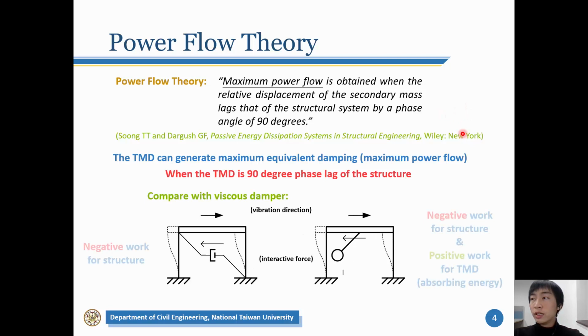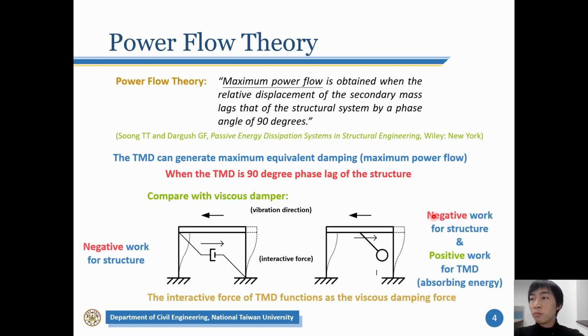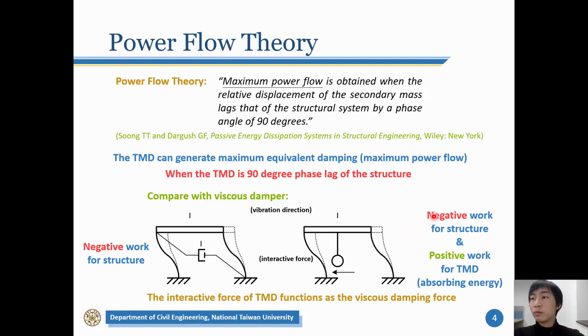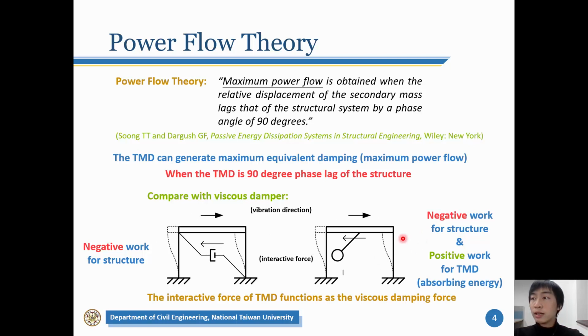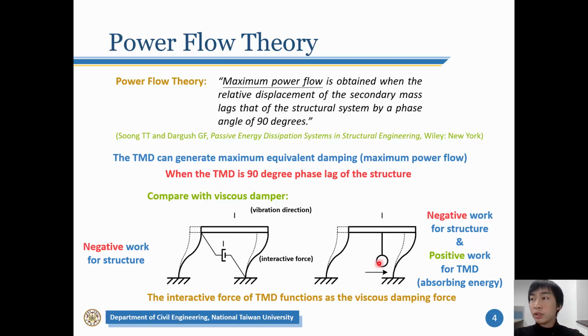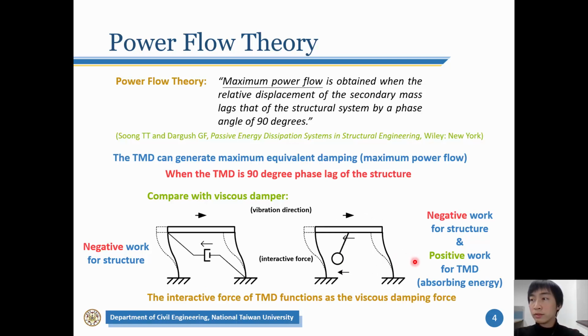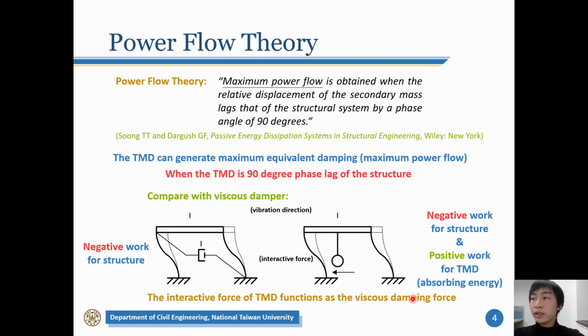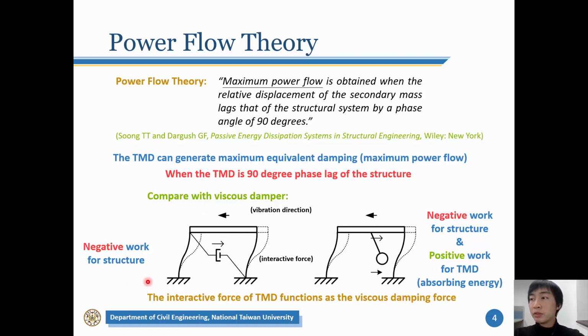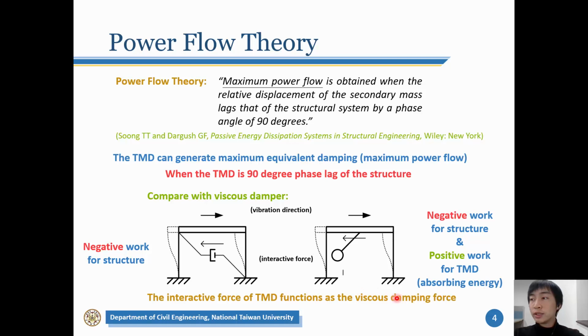If we look at a structure implemented with the tuned mass damper, when the tuned mass damper is just 19 degrees lag of the structure, the interactive force acting on the structure always does negative work, and the interactive force acting on the tuned mass damper does positive work. So it looks like the tuned mass damper absorbs the structural vibration energy. The interactive force is like the viscous damper force when the tuned mass damper is just 19 degrees lag of the structure.